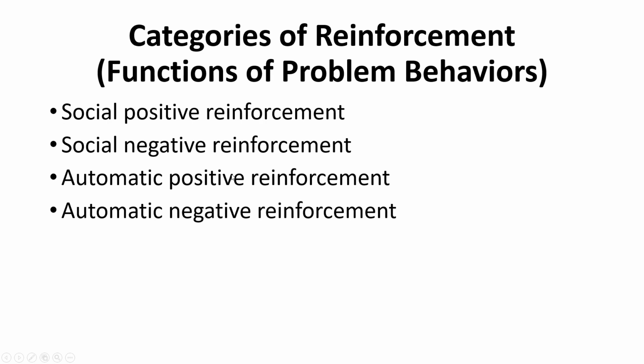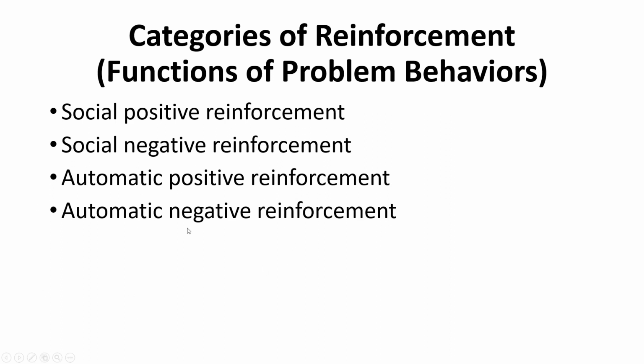For automatic positive reinforcement, we could have something like sensory stimulation. So hearing or feeling something in the environment, that can be reinforcing. And so to remove that, maybe you remove the feeling of whatever that is. So if a child is engaging in self-harming behavior, say by banging their head on the table, then maybe you make the table softer, put out a pillow, or maybe give them a helmet so that they can't hurt themselves. So by removing that sensation, you're removing that positive reinforcement.